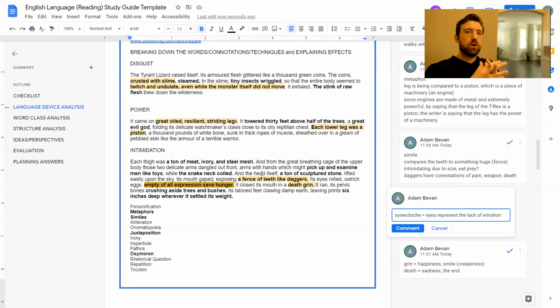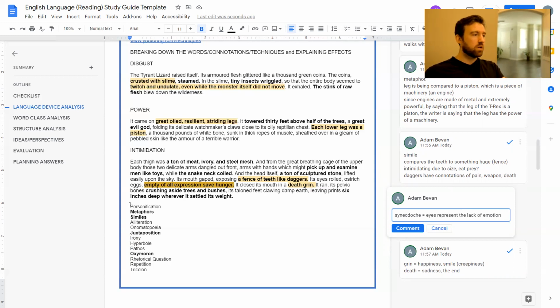So then you can combine these. You could say it's very intimidating because not only does it not care because it's got an empty expression and all it cares about is feeding itself through its hunger, but it also enjoys killing you. There's a death grin on its face as it attacks you with its fence of teeth like daggers. So you can combine all that together to create a really deep analysis. That's almost now starting to push into evaluation, which we'll go through in another time.